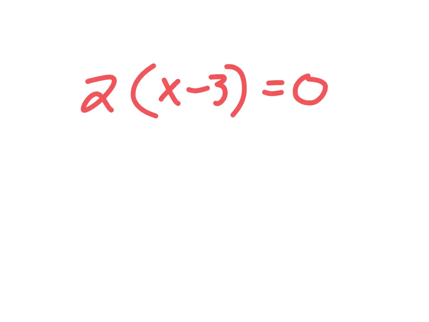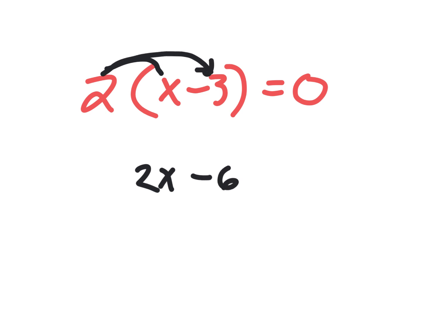Equals 0. This one you distribute and you solve it. Two times x, 2x, 2 times negative 3, negative 6, and it equals 0. If you're not good at 2 times negative 3 in your head, have the calculator ready to go because you're going to need to be able to seamlessly multiply things like that. And if you have a calculator on your desk, that'd be smart.